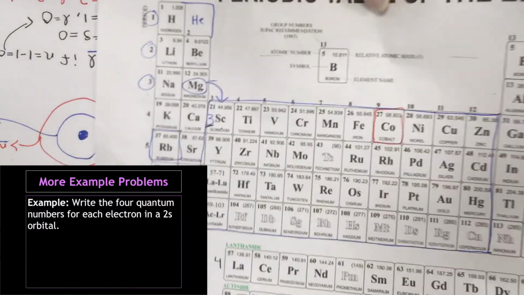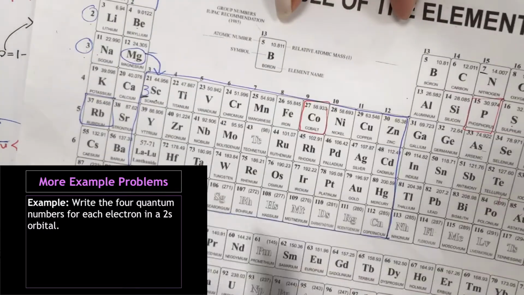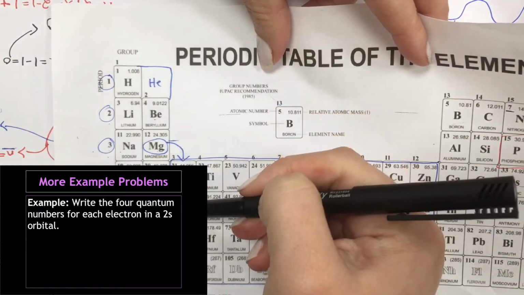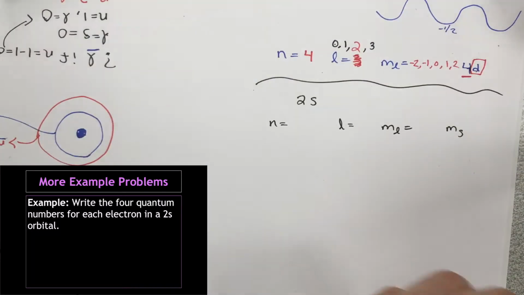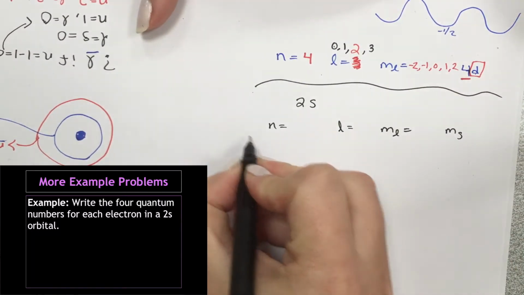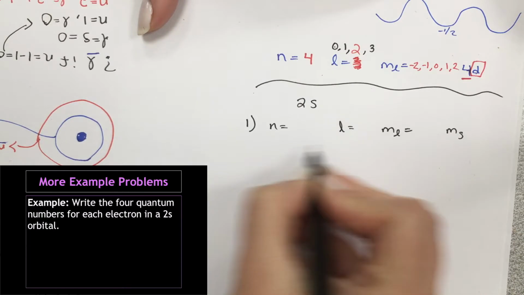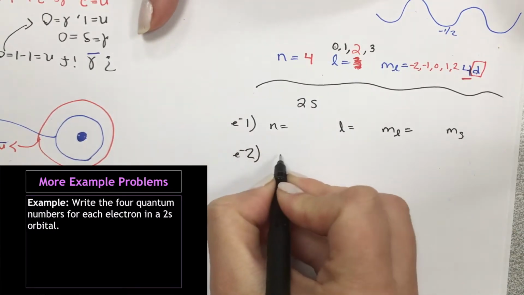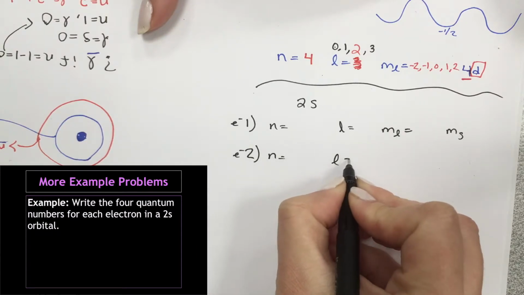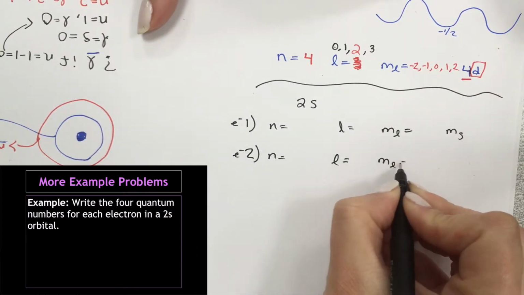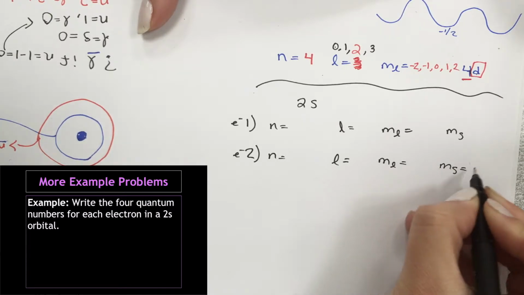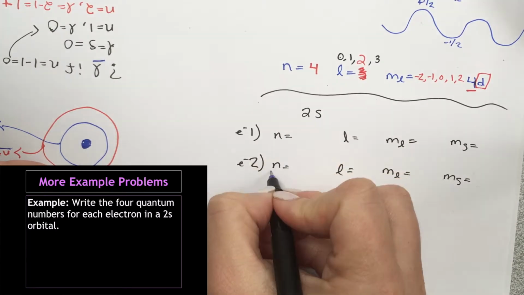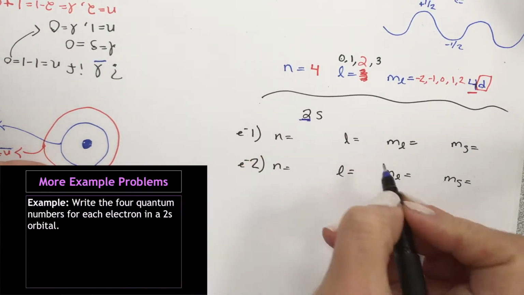Now, we have to know how many electrons are in a 2s orbital, okay? So we have 2 electrons in the s orbital, okay? So we have to do this for 2. So the first electron will have these quantum numbers. The second electron, so electron number 1, electron number 2, will have these quantum numbers. Both of these are in the second energy level.